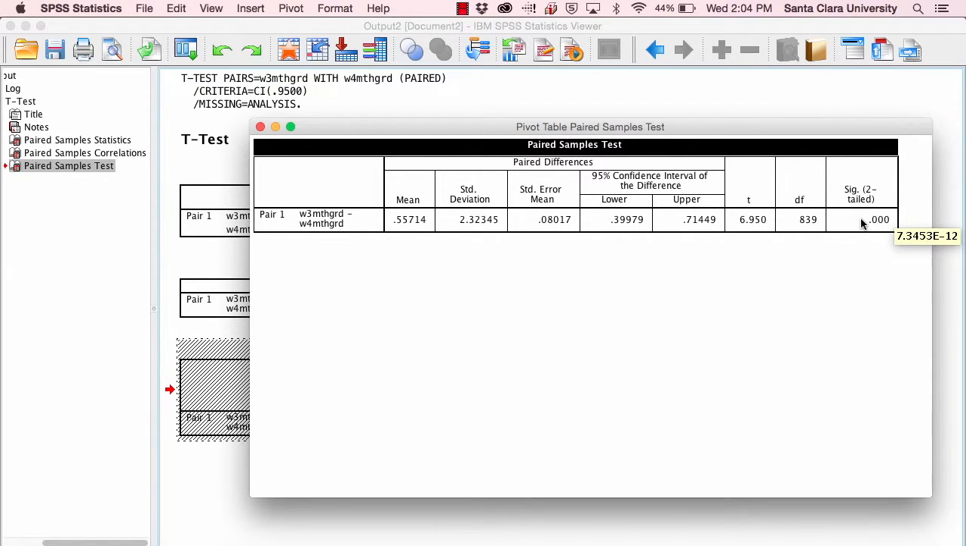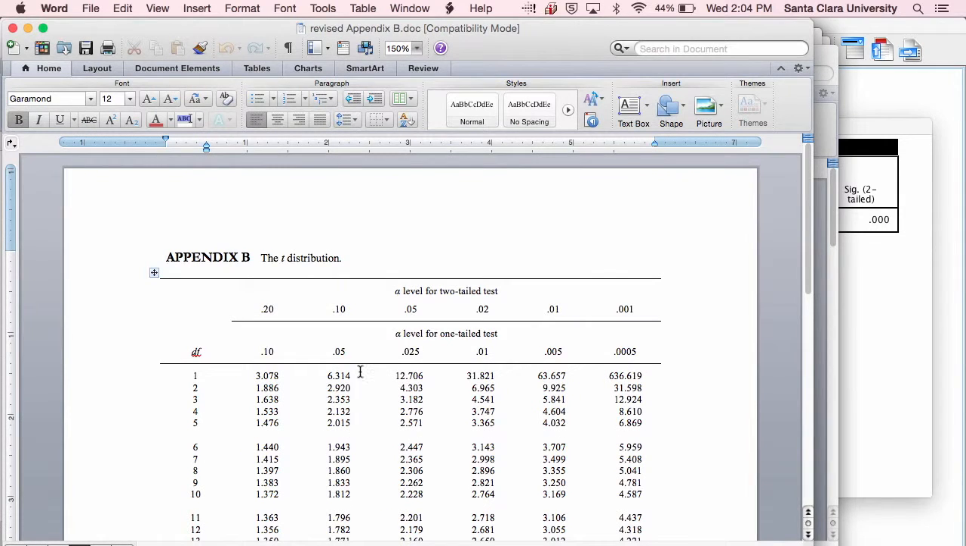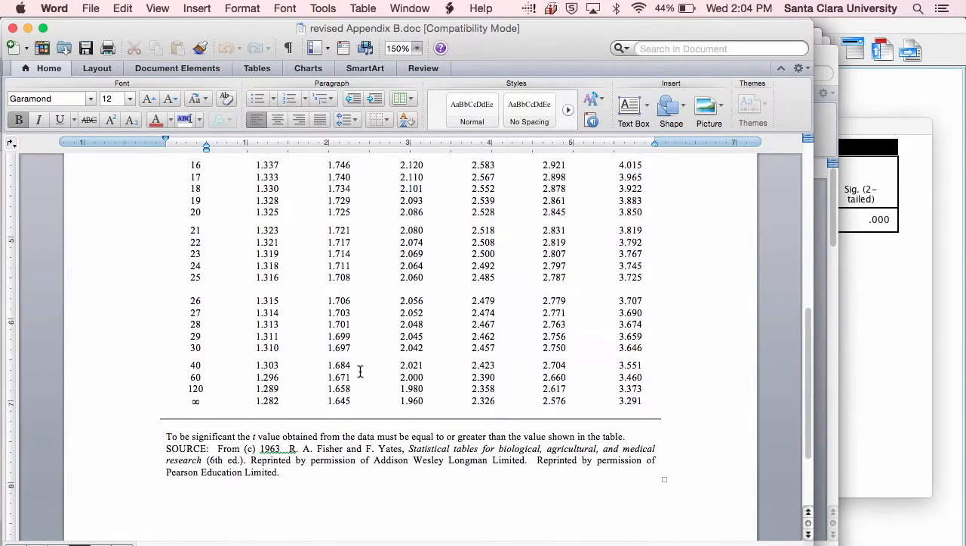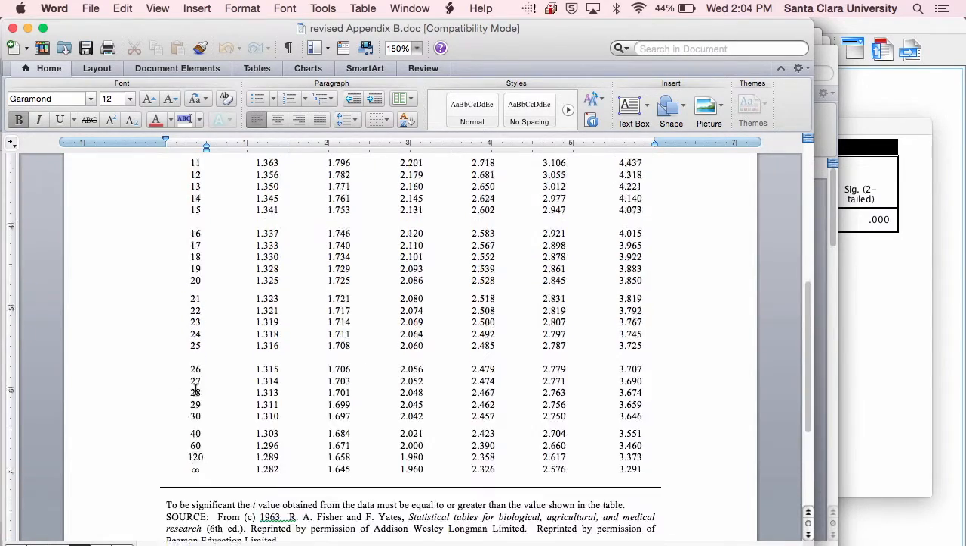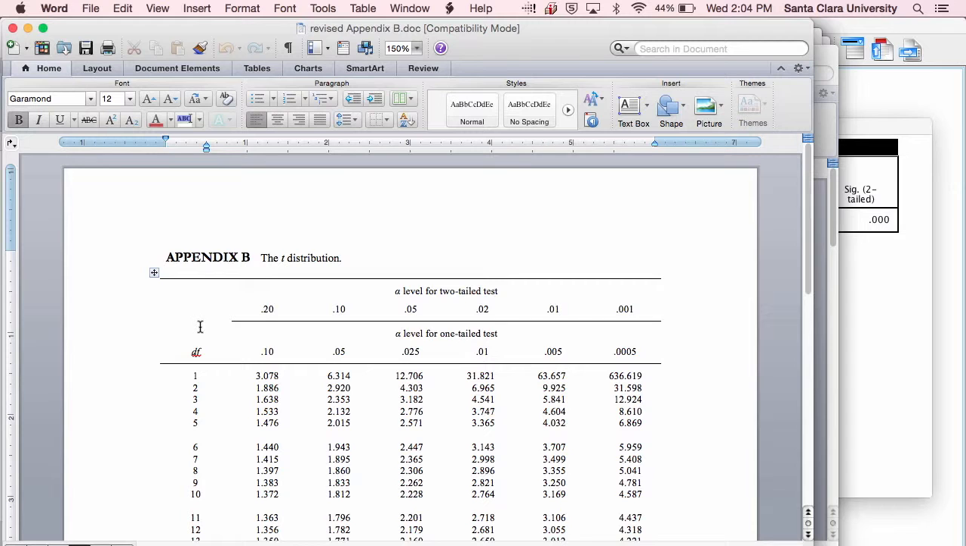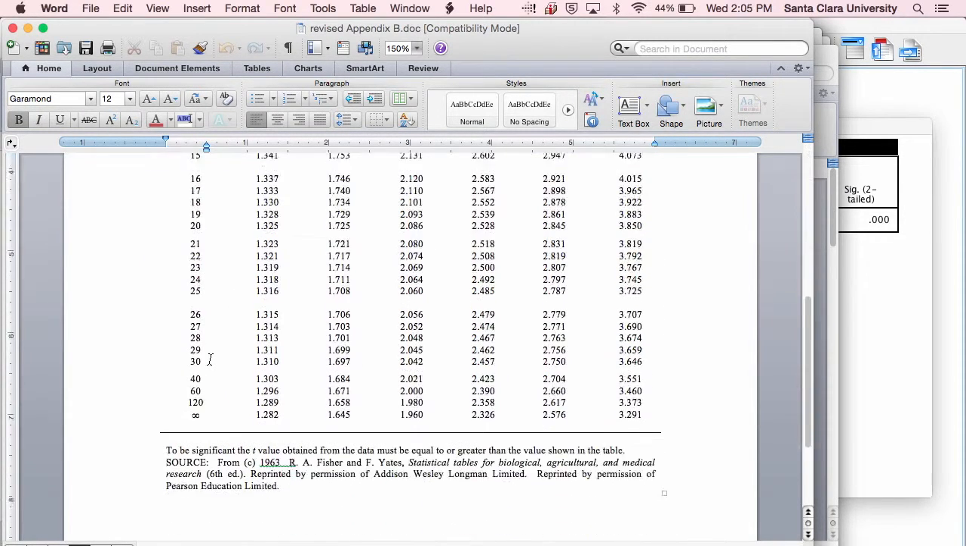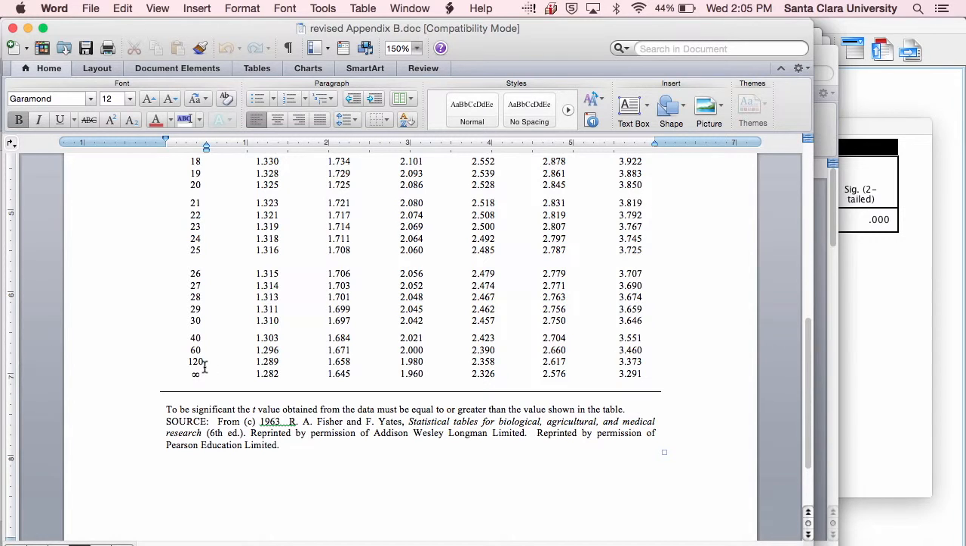That p-value, I just wanted to show you, if we look up this t-value with this many degrees of freedom in Appendix B of Statistics in Plain English, this is our Appendix B. Degrees of freedom is over here. And we've got a big sample with a lot of degrees of freedom, 839 degrees of freedom. So we'd have to use this infinity row here.